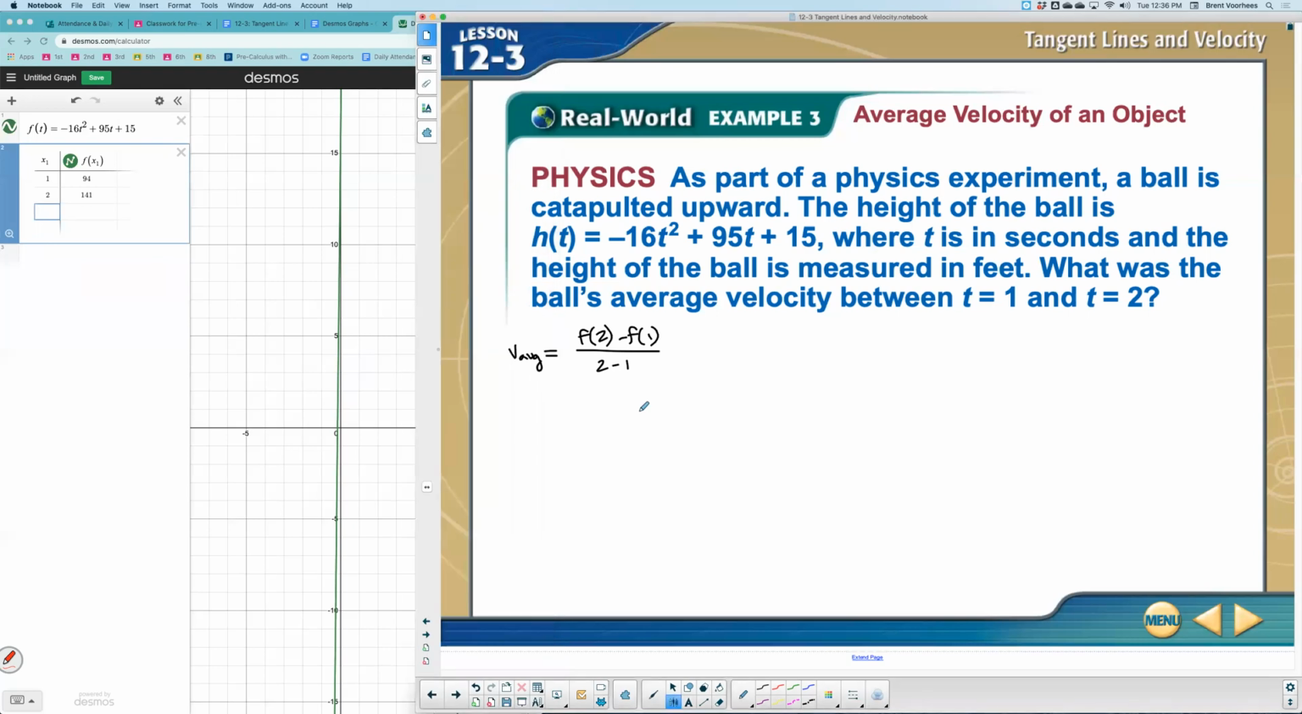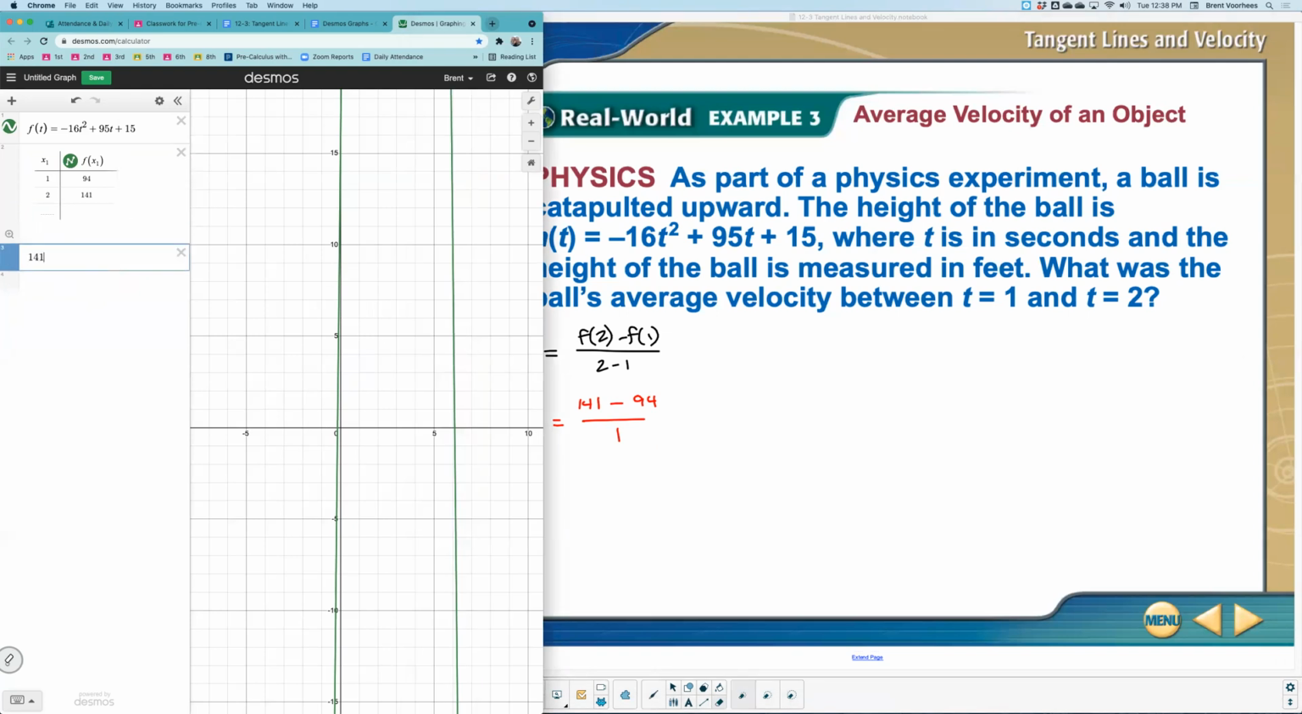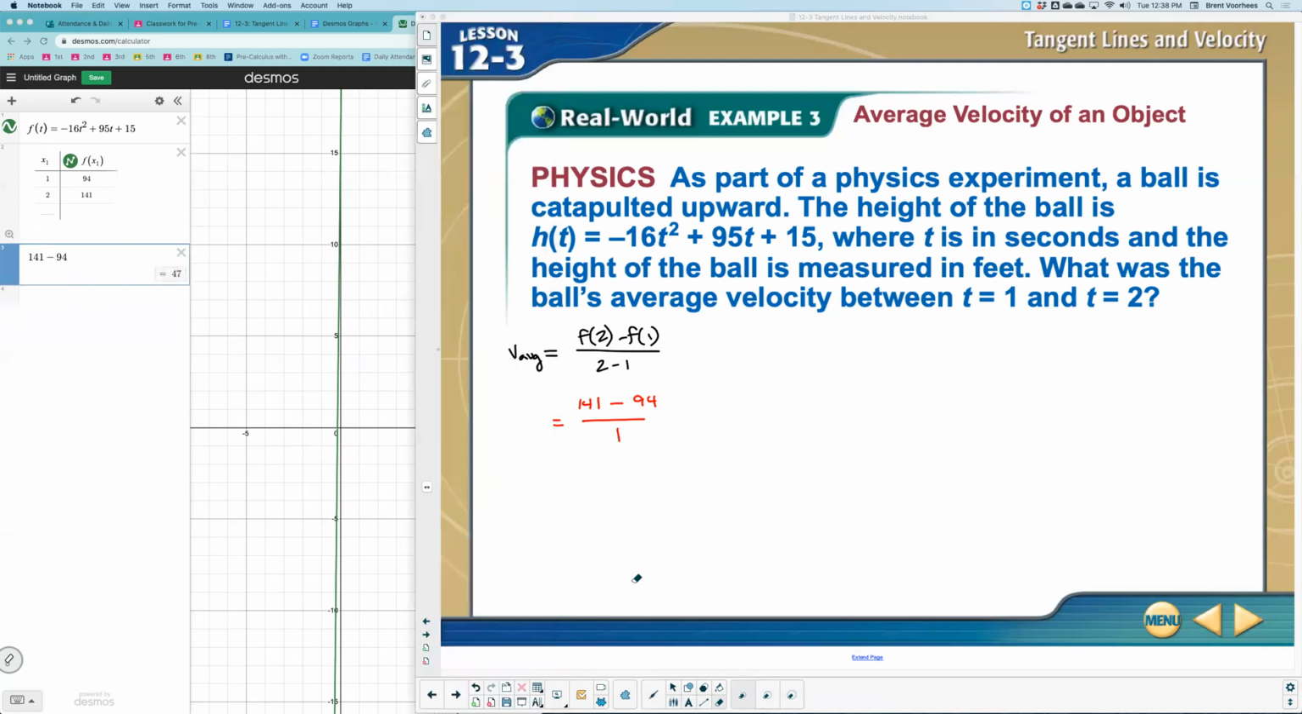And so what I'm getting mathematically is f of 2 would be 141 minus 94. And 2 minus 1 is 1. Let me take that negative sign away right there. Okay, and so when I subtract that out, 141 minus 94, we see it's 47. And so the average velocity is 47.